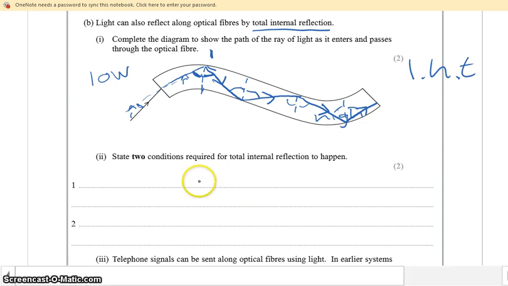Okay, so 2 conditions required for total internal reflection to happen. The textbook one that they're after here is that this angle here, which I'm going to call I, the angle of incidence, has got to be greater than C, where C is the critical angle.